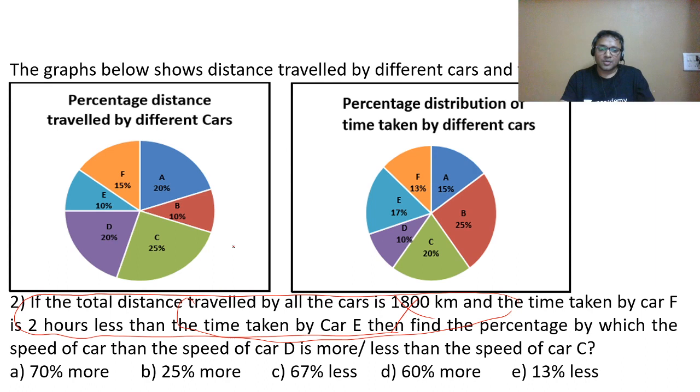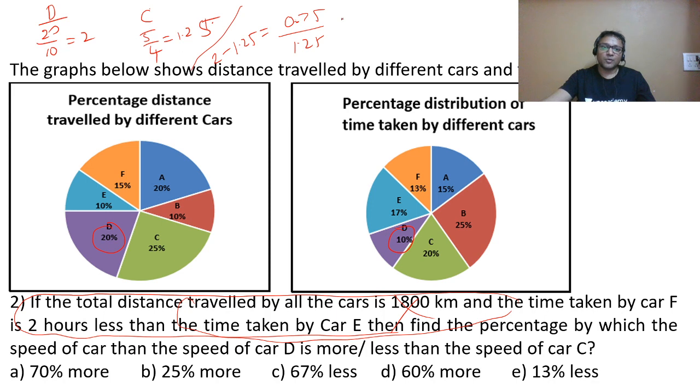If you look at the speed of car D and the speed of car C, what is the speed of car D? 20 upon 10, or 2 upon 1. The speed of car D is 2. And the speed of car C was 5 upon 4. So how much is the speed of car D more than the speed of car C? Speed of C is 1.25, so 1.25 to 2 is an increase of 0.75 upon 1.25. That is 2 minus 1.25 is 0.75 upon 1.25 into 100, which gives directly 60% more. Option D.